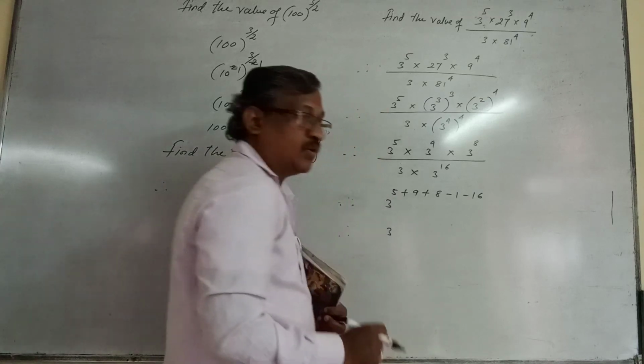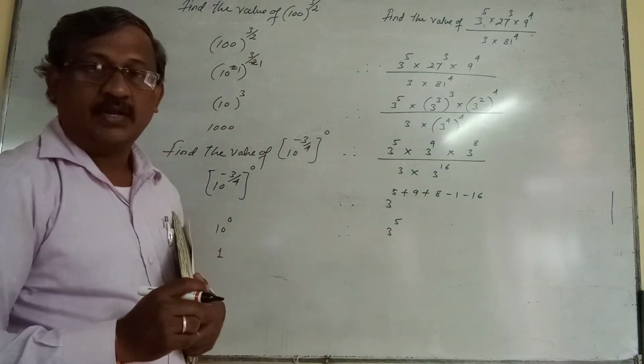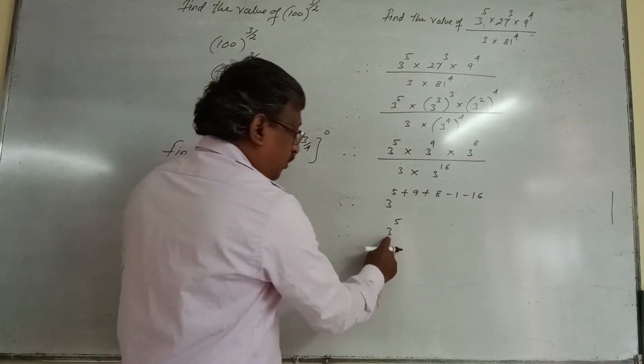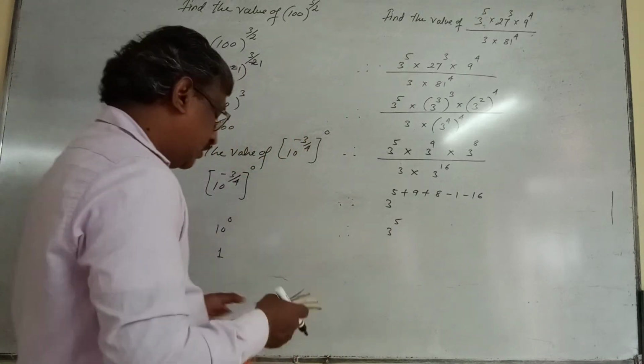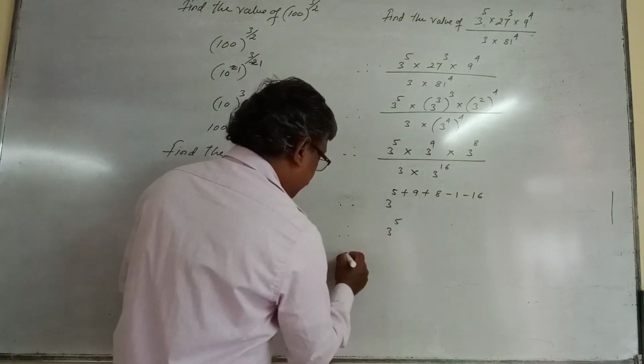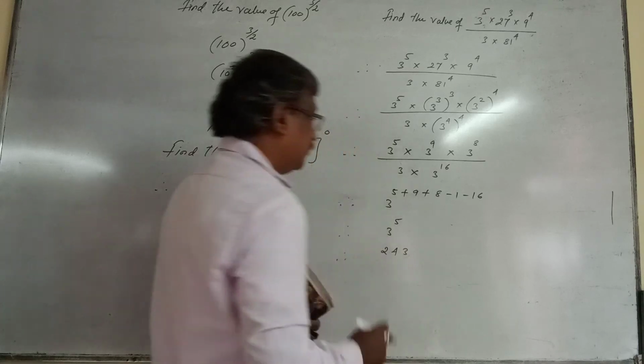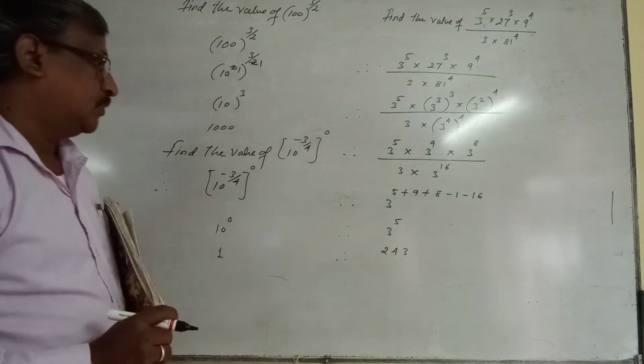21 minus what? 16. It comes to how much? 5. Yeah, like this. Means what? 3 you have to multiply how many times? 5 times. So if you multiply 3 5 times, the answer comes to 243. Clear?